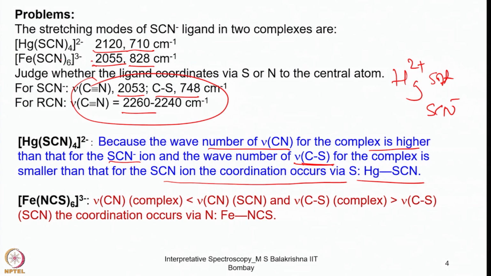And also, mercury ore is cinnabar, mercury sulfide, so that also tells that mercury has more affinity towards S from that point of view. But here, without any ambiguity, simply by comparing the data with the data for the free ligand, the stretching frequencies, we should be able to tell the correct linkage of such ligands which are capable of showing linkage isomerism, whether S is binding or N is binding.